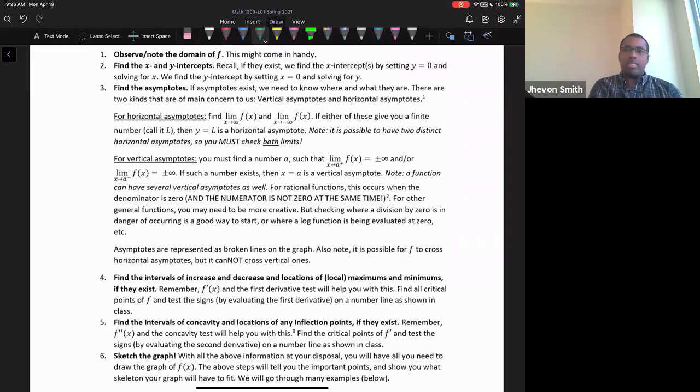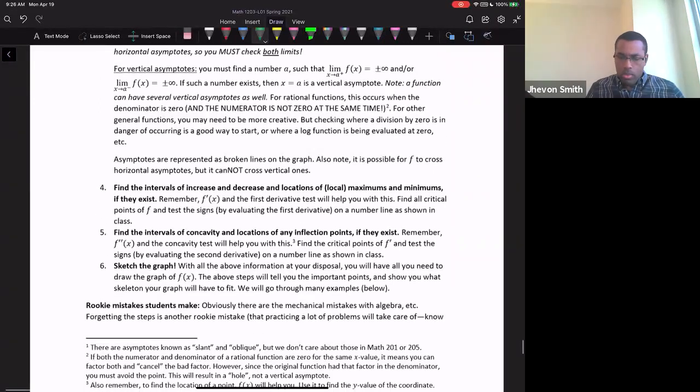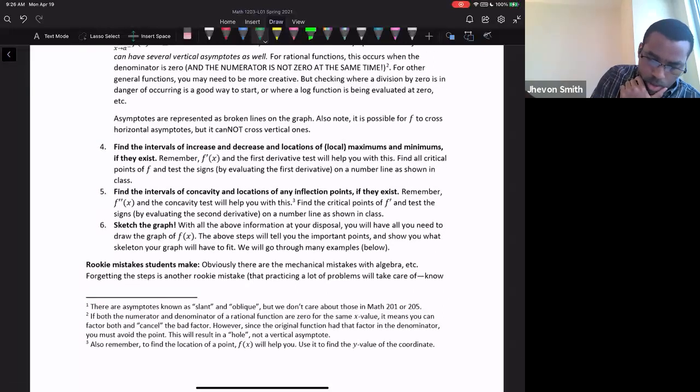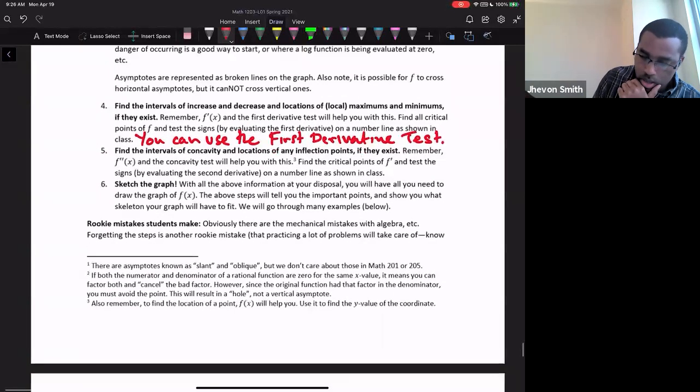And that's sort of it. Okay. So specifically I would say here you can use the first derivative test. And here, you'd use the concavity test.